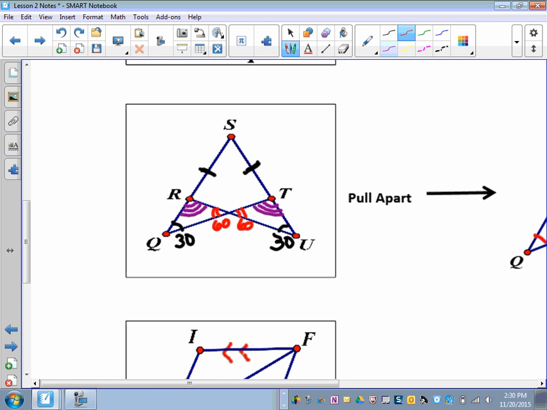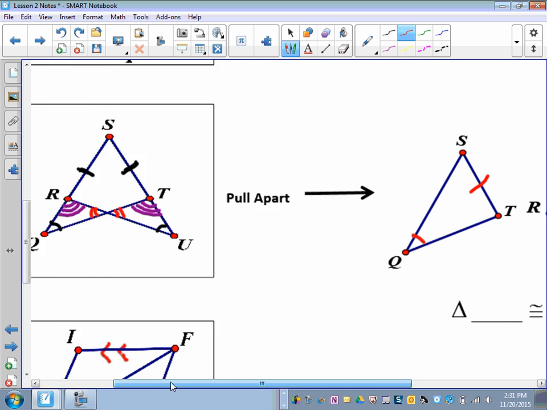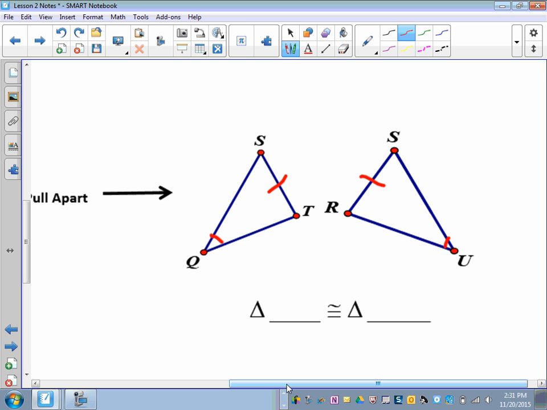So how much has to be for these purple ones? They have to be the same. That means that the purples are congruent. Are we good right now? Right now, we need more information. So we're trying to find out what more information we can get.